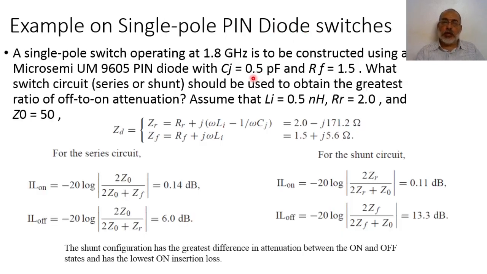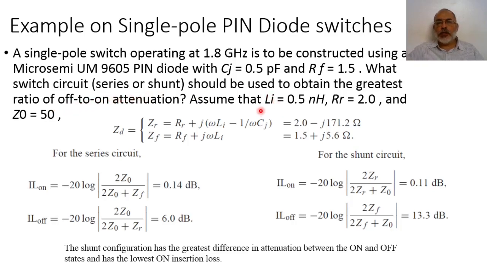Let us take a numerical example, and the example will be on a single pole PIN diode switch. We see that a single pole switch operating at 1.8 GHz is to be constructed using a diode with junction capacitor 0.5 picofarad and forward resistance 1.5 ohms. What switch circuit, series or shunt, should be used to obtain the greatest ratio of the off to on attenuation?